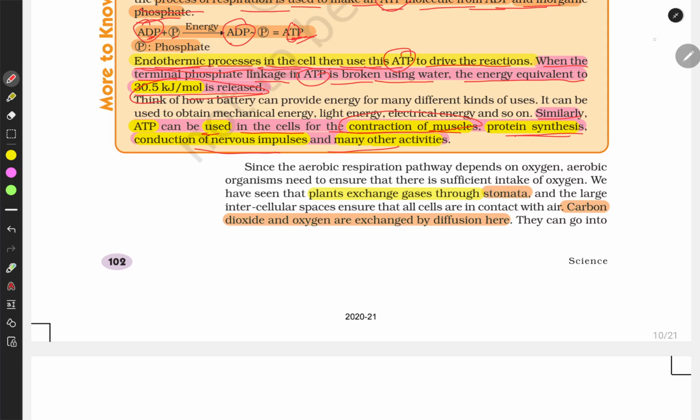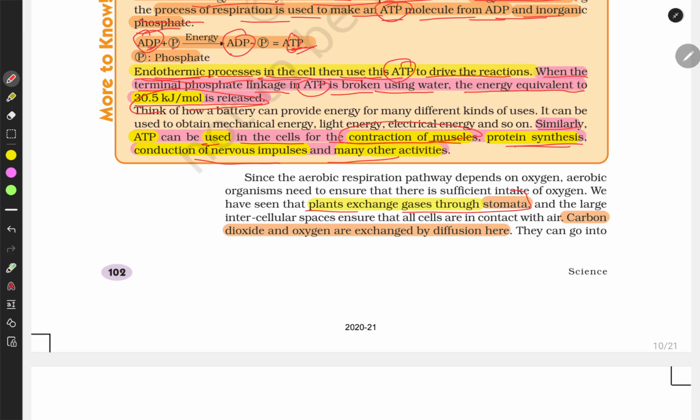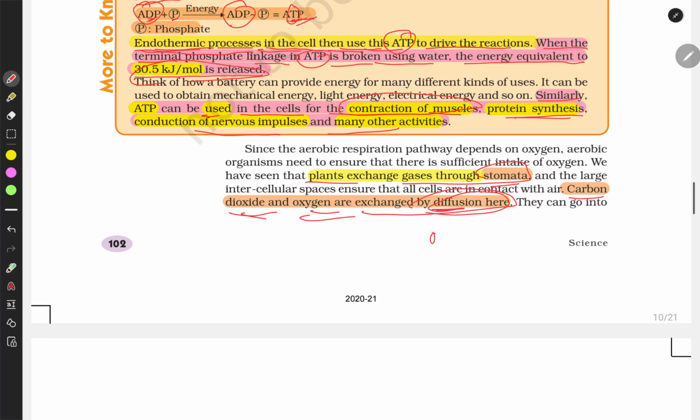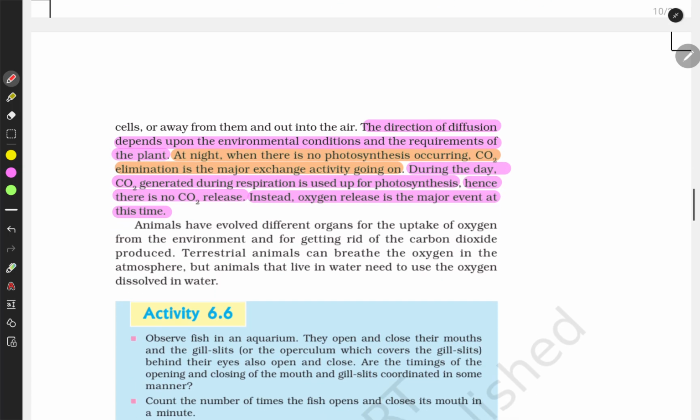The plant exchanges gases through the stomata, and carbon dioxide and oxygen are exchanged here by the process of diffusion. So in both animals and plants, the exchange of these two gases happens by diffusion, where molecules travel from the site of higher concentration to the site of low concentration. The direction of diffusion depends upon the environmental conditions and the requirement of the plant.